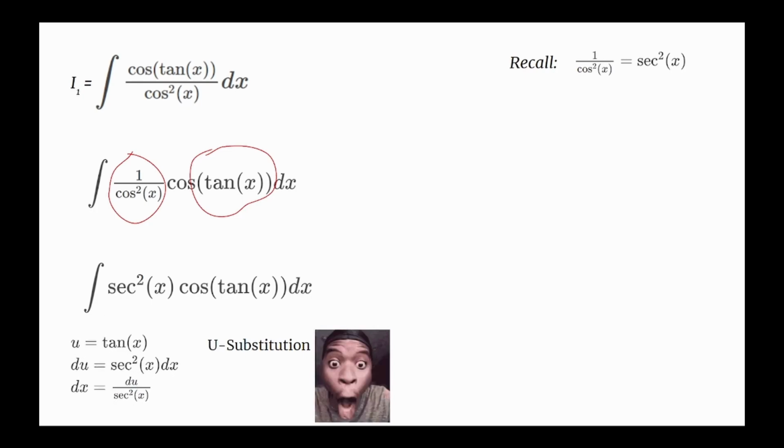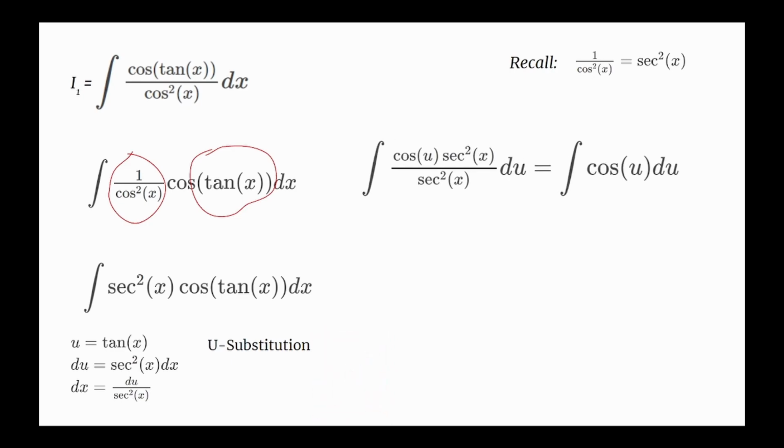So we'll set it up with u equals tangent of x, and we'll isolate for dx, and we'll find that it simplifies to just cosine of u du. So the answer is sine of u plus c, or sine of tangent of x. Super.